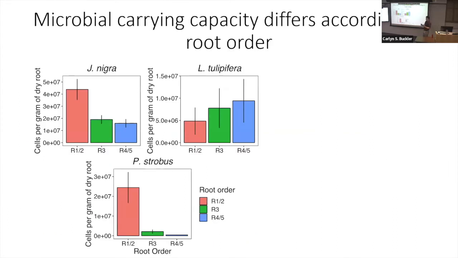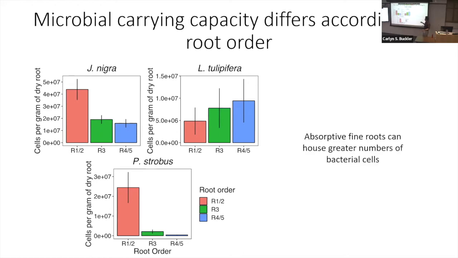So that's cool. So we're seeing differences in the taxa, we see differences in composition. How about the carrying capacity, the physical abundance? And so this is flow cytometry data. On the y-axis, we're looking at cells per gram of dry root. And on the x-axis, we have our different fine roots. So we have our absorptive, intermediary, and transportive. We did this on 3 different tree species.